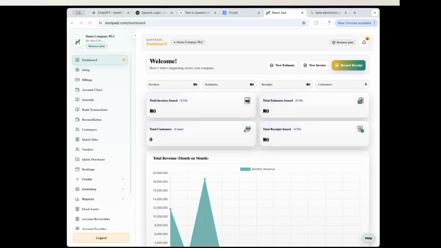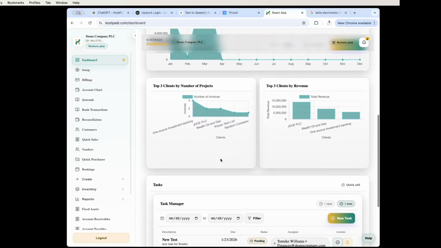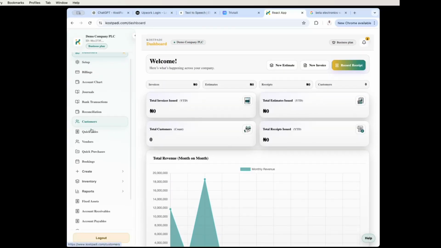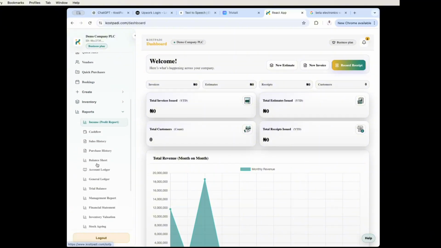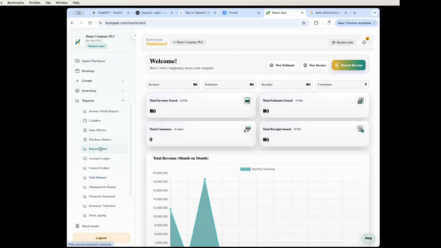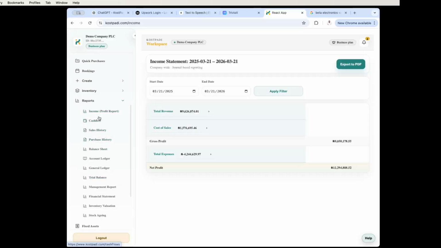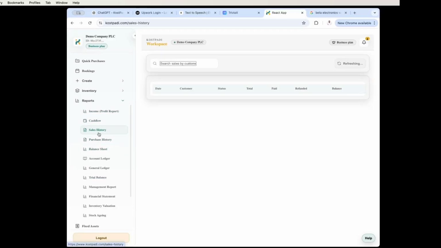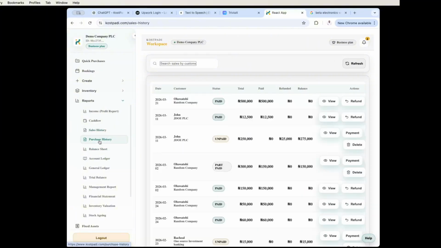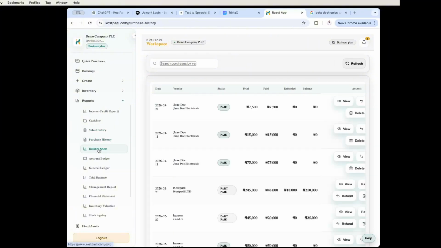In this video, we will explain how financial transactions flow through KostPadi and eventually appear in your financial reports. Understanding this process is extremely important because every report in KostPadi is generated directly from the transactions you record in the system. This means that the accuracy of your reports depends on the accuracy of the transactions you enter. Once you understand how this flow works, it becomes much easier to troubleshoot financial reports and maintain accurate records.